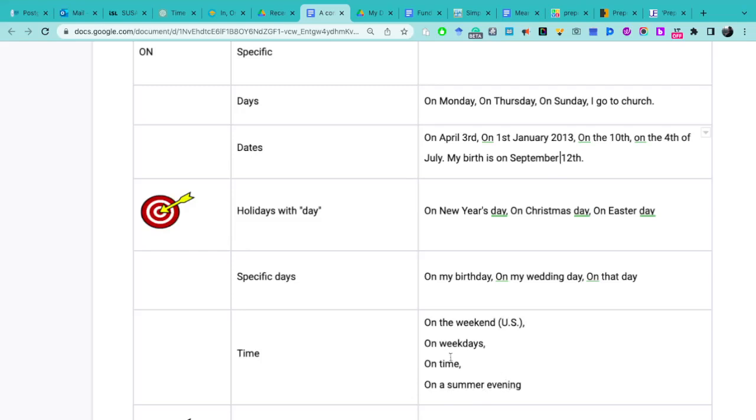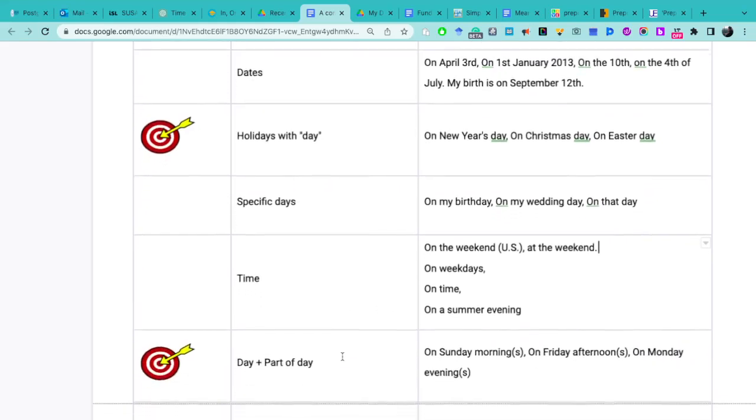On a summer evening, on time, on weekdays, on the weekend. In British English, they use "at the weekend," but it's not common in American English. So I'm teaching American English. I don't use "at the weekend" to speak about time; I use the preposition on.